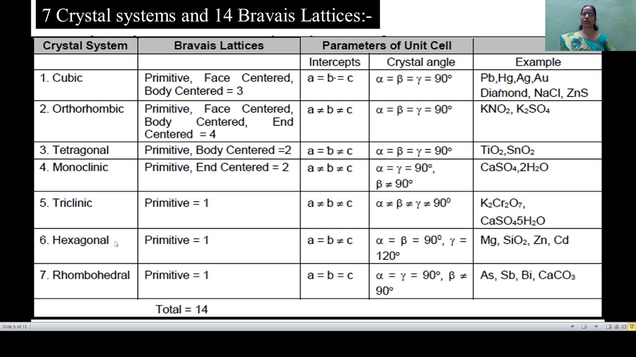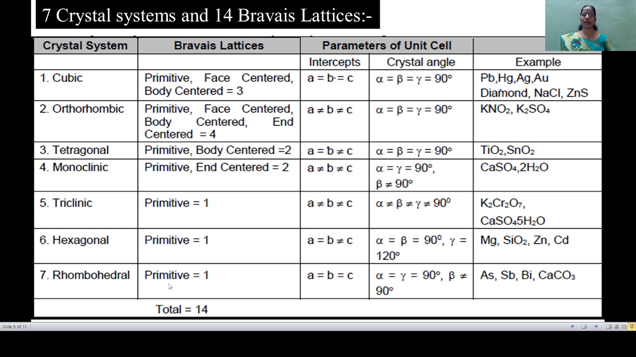Okay, now see the sixth type, that is hexagonal system. Again, there is only one type of this system named as primitive or simple hexagonal system. Here A is equal to B, not equal to C, but the angles alpha is equal to beta is equal to 90 degrees, and the third angle gamma is equal to 120 degrees. See the examples: magnesium, silica, zinc, cadmium are showing the hexagonal crystal system.